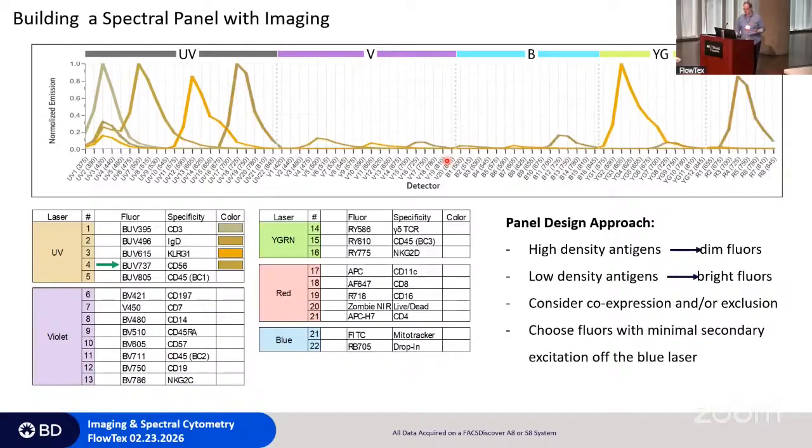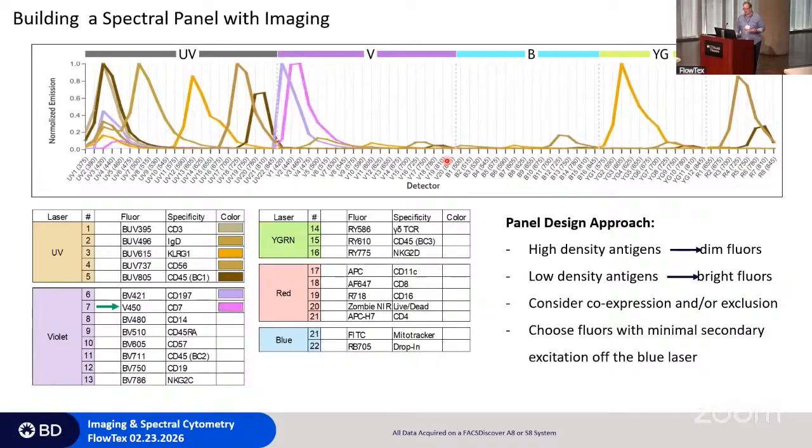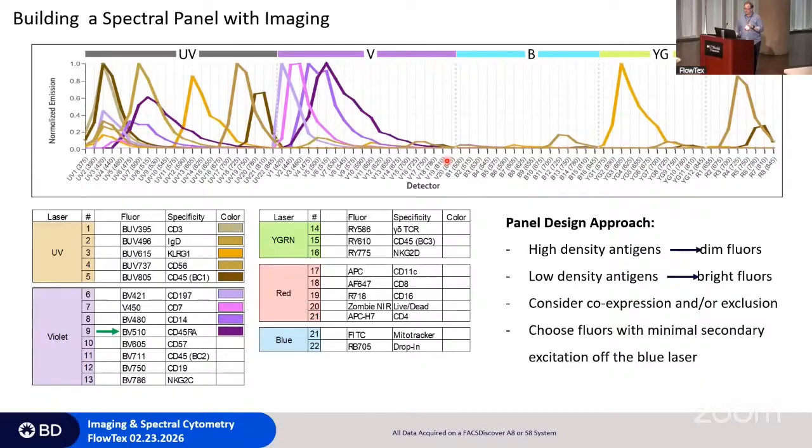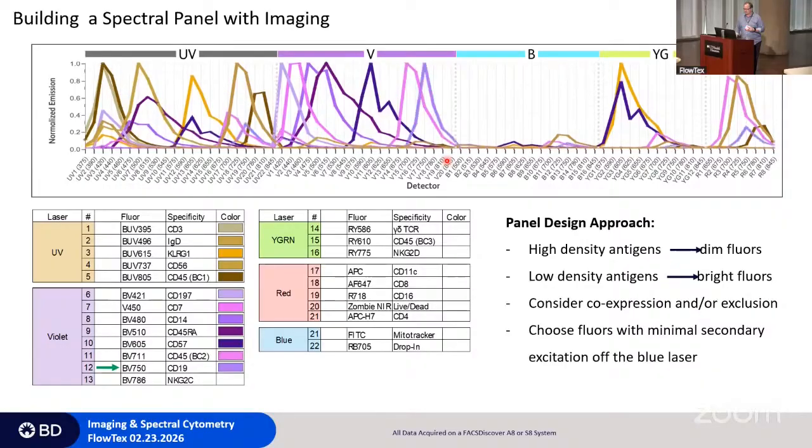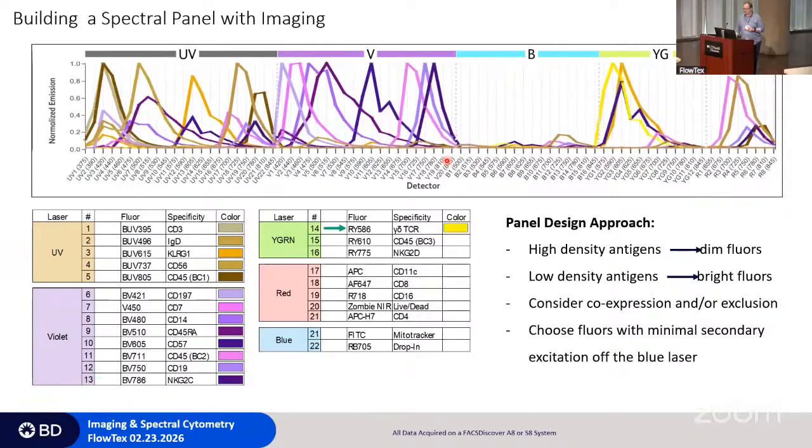So we go through our dyes and we build this panel, and we can see we're packing the UV, we're packing the violet. I think this is maybe the biggest spectral panel with imaging I've ever done, but it's only 2 imaging channels, so it's kind of a cheat. As we build this, we can see the blue is obviously pretty empty, but there's some accumulation of signal happening in the blue.